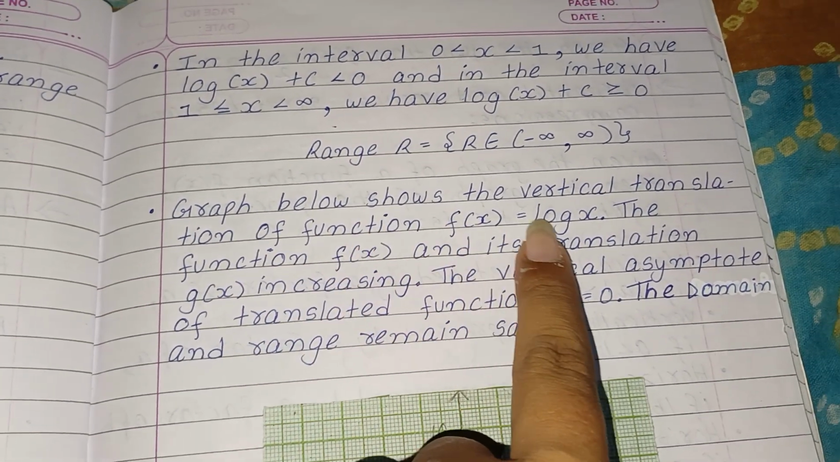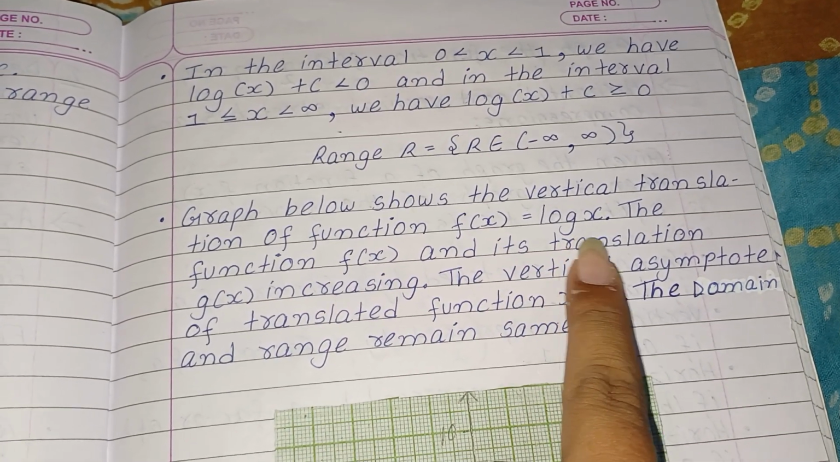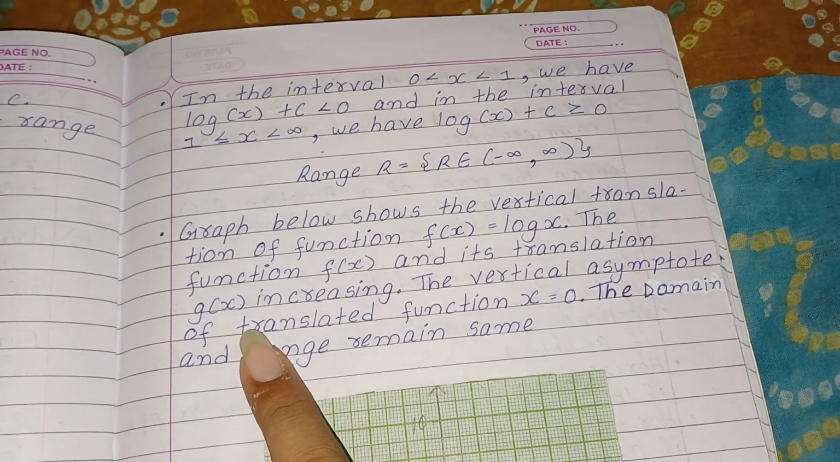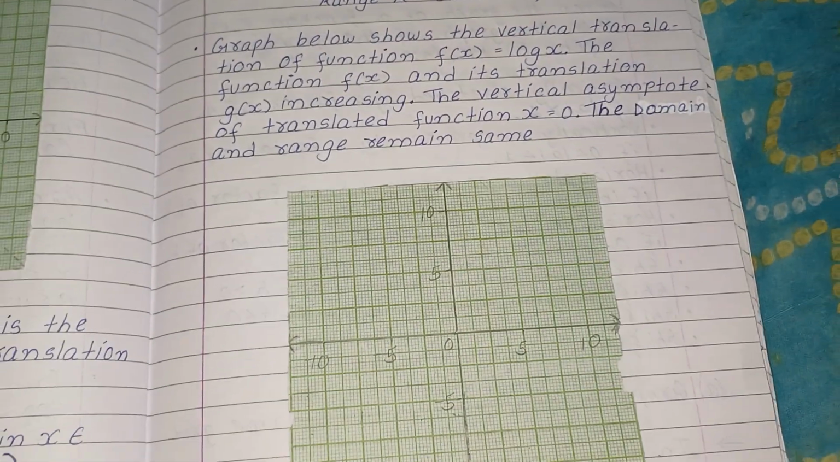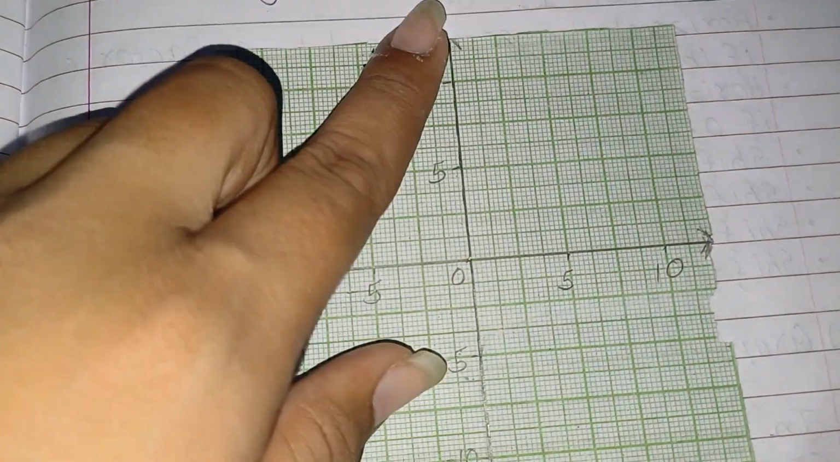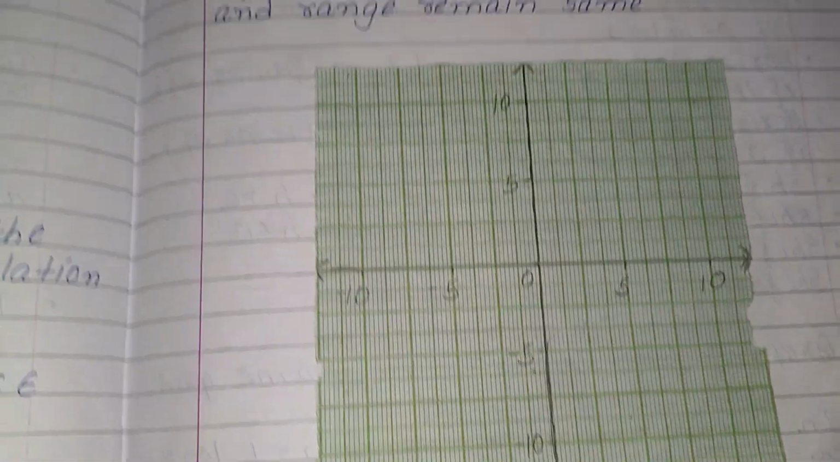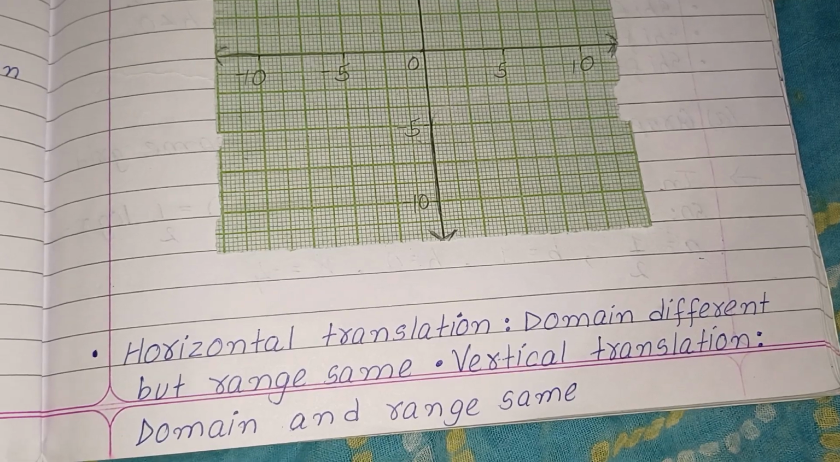The graph below shows the vertical translation of the function f(x) = log x. The function f(x) and its translation g(x) are increasing, and here is the graph. We can see faintly that I have drawn a straight line on it. So this is the graph. For the horizontal translation, the domain is different but the range is the same. For the vertical translation, the domain and range are both the same.